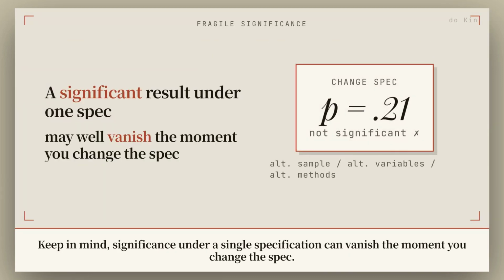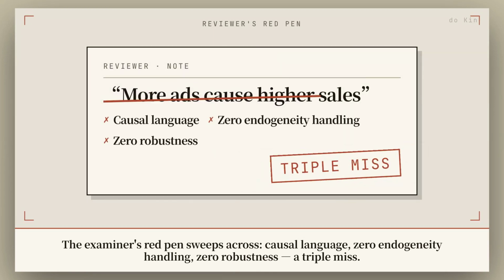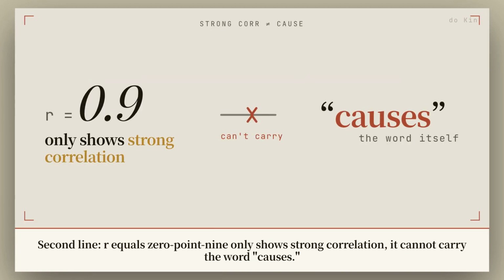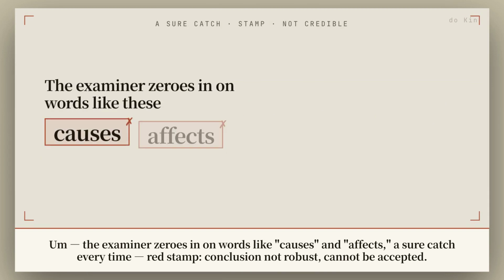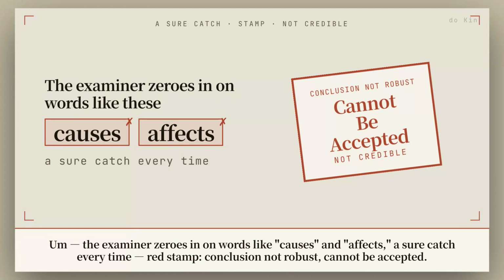Keep in mind, significance under a single specification can vanish the moment you change the spec. The examiner's red pen sweeps across. Causal language, 0 endogeneity handling, 0 robustness, a triple miss. Second line, R equals 0.9 only shows strong correlation. It cannot carry the word causes. The examiner zeroes in on words like causes and affects, a sure catch every time. Red stamp. Conclusion not robust, cannot be accepted.